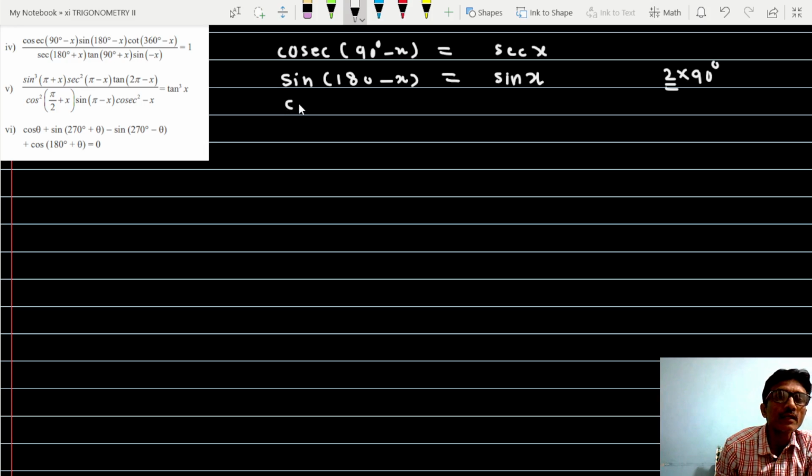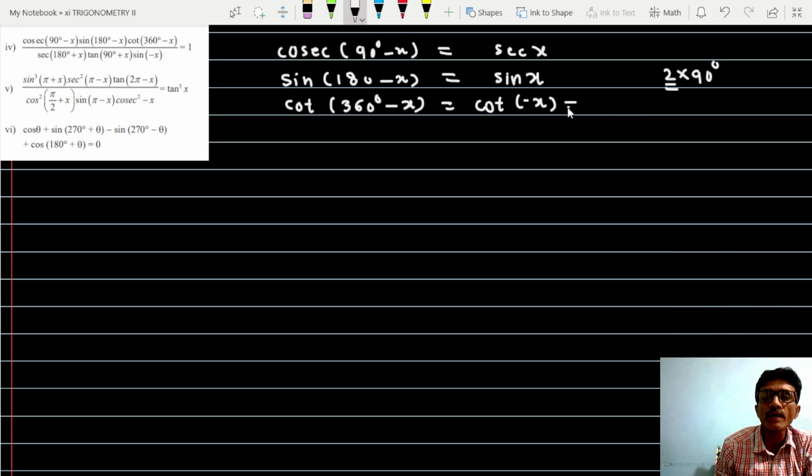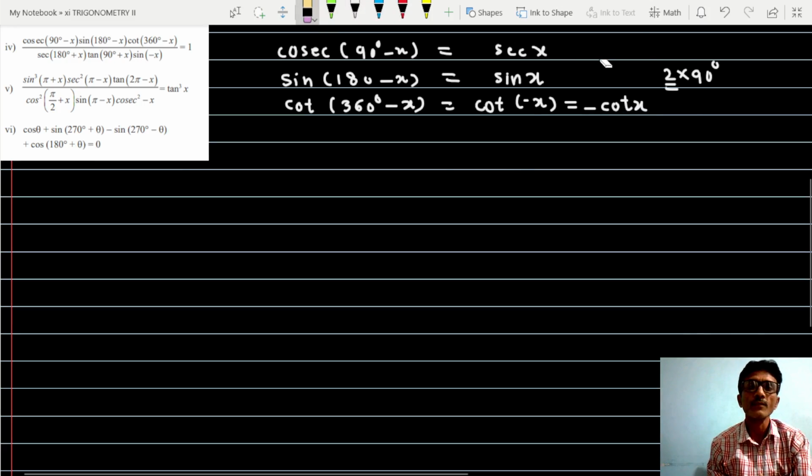And then cot of 360 degree minus x. Here it will be cot of same angle minus x, but cot of minus x is minus cot x. Okay, let's go. Next we have to see the denominator. So let's see the denominator.